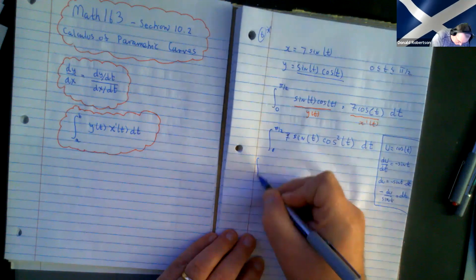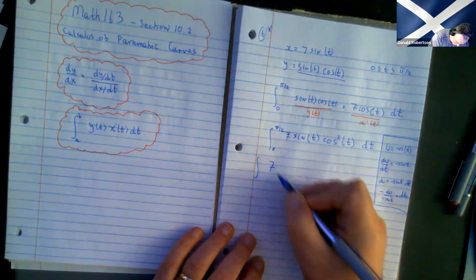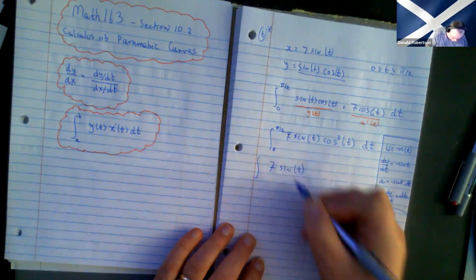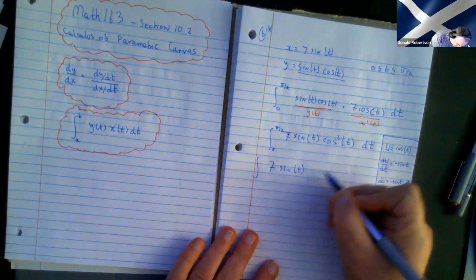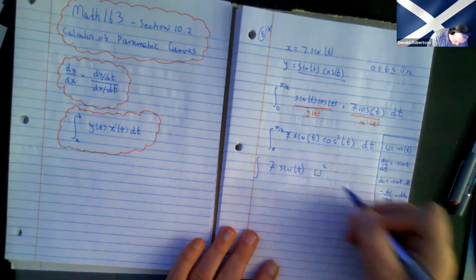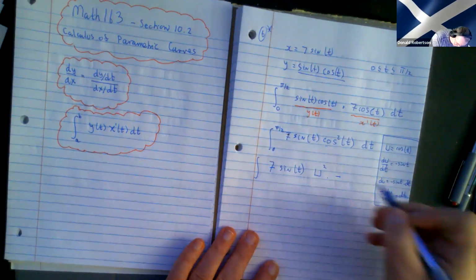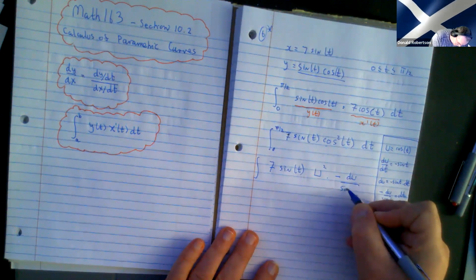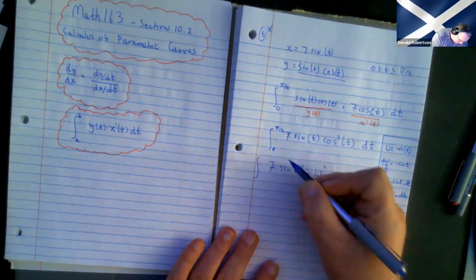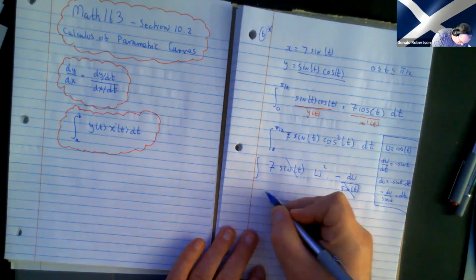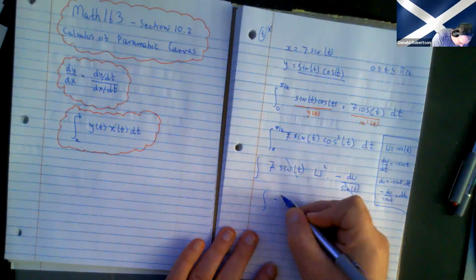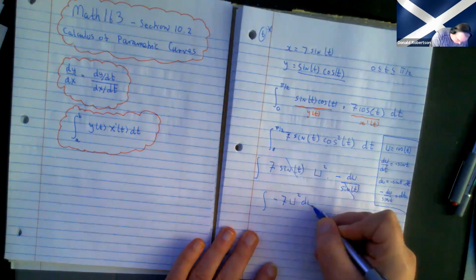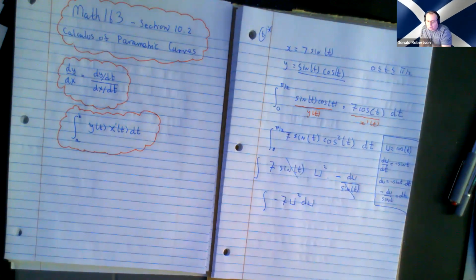So I'll go over here and I'll leave the 7. And for the time being, although it's going to disappear soon, I'll leave that. That guy can be u squared, and the dt can be written as that guy. And then these cancel, and you're essentially going to integrate negative 7 u squared du. Are you comfortable with what we've got so far?